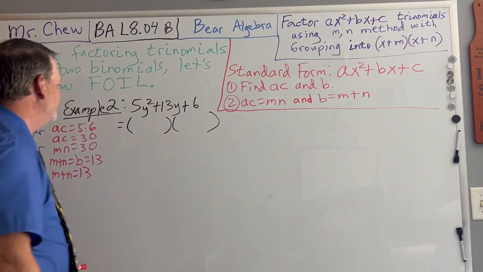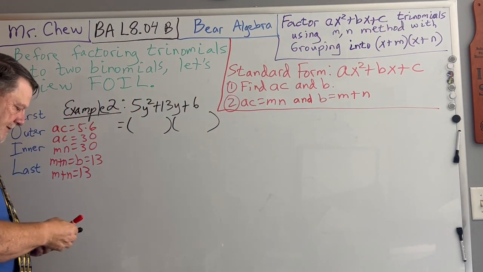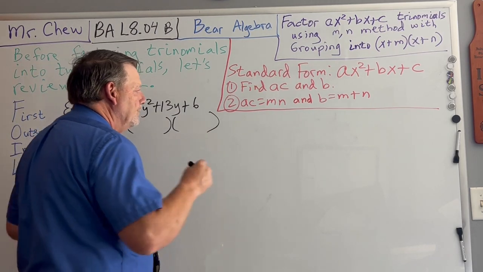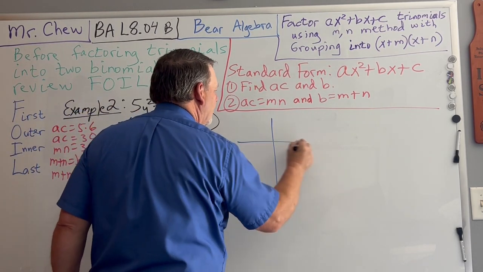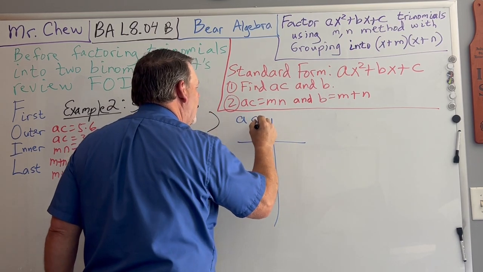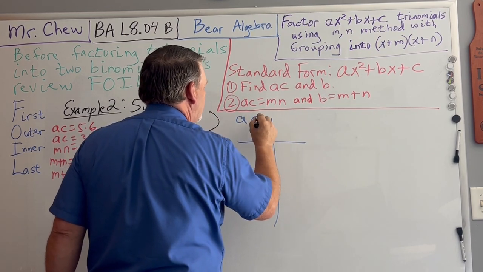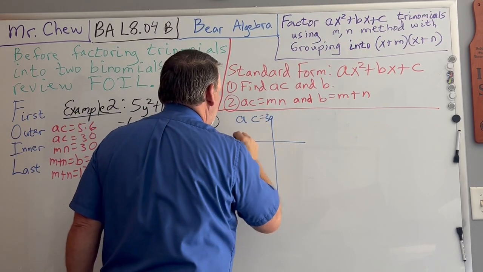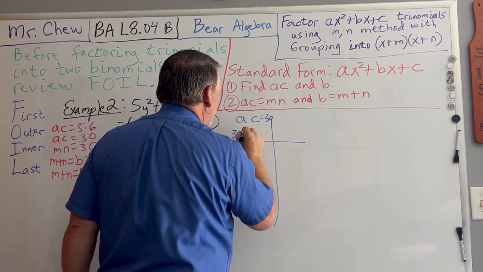All right. So I know that my table is going to have my AC, which equals 30, which is going to be my MN.